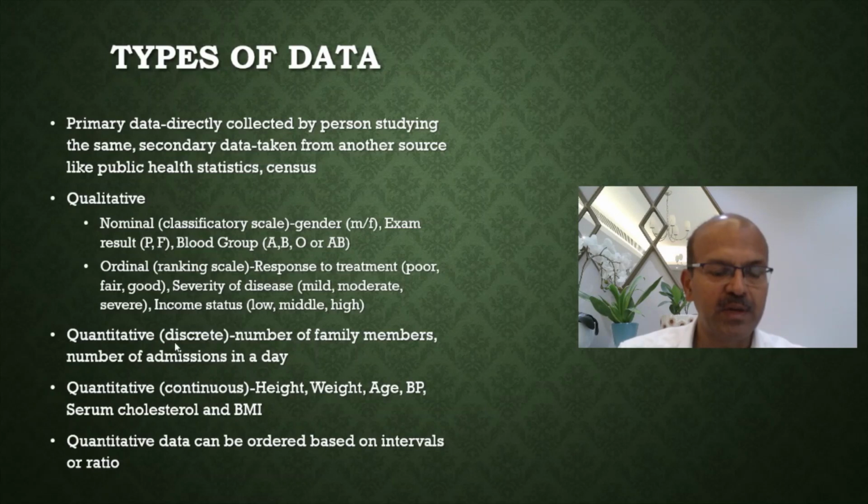And quantitative can be discrete, where you have a specific number of family members, number of admissions in a day, or it can be a continuous variable like height, weight, blood pressure, serum cholesterol, and BMI. So we have qualitative data, again nominal or ordinal. We have quantitative data which can be discrete, it falls as a specific number, or it goes as a range, as in height, weight, etc., which fluctuates in the same patient. It may vary from time to time. And quantitative data can be ordered based on intervals or ratios.